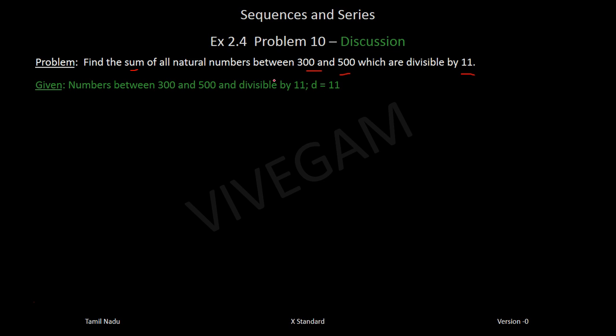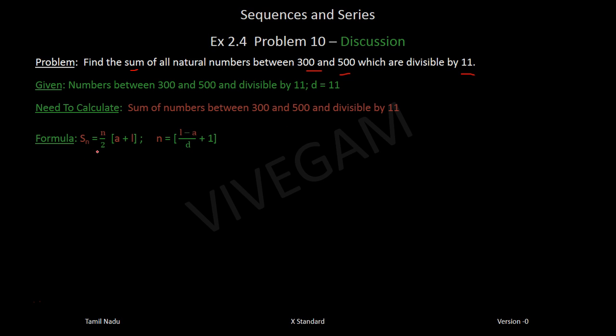So it's numbers between 300 and 500 divisible by 11, and d is 11, because divisible by 11 means the common difference is 11. Sum of the numbers between 300 and 500 is what we need to find. So let's write the formula. Sn equal to n by 2 into a plus l is the formula.